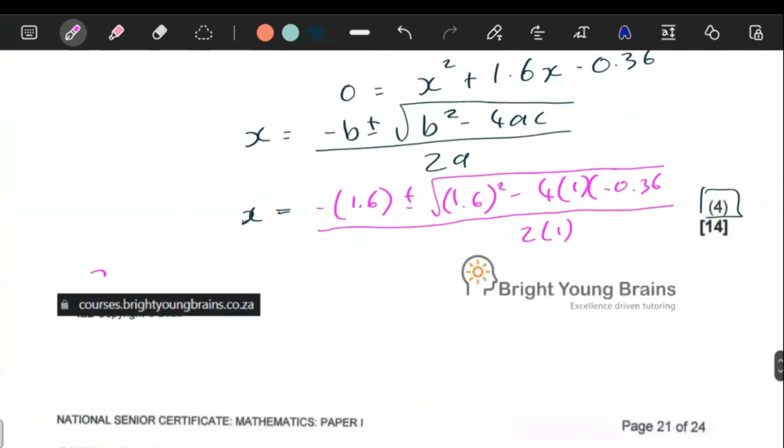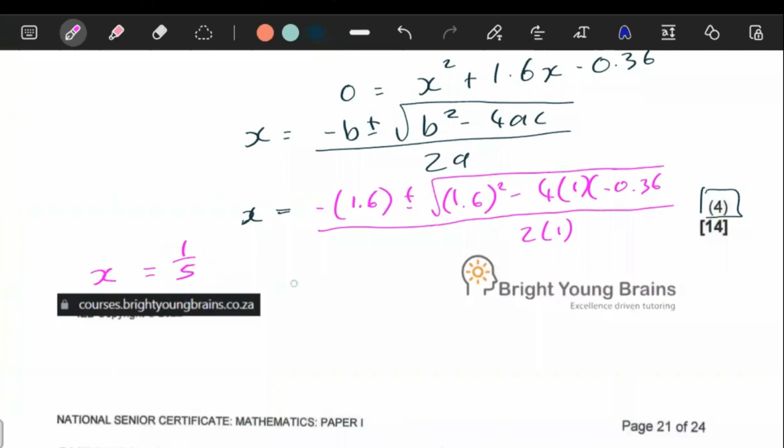There you go. So x is equal to whatever this value is. Let's put it all in the calculator. Negative 1.6, right? The whole thing here is 1.6 squared minus 4 times 1 times negative 0.36, the whole thing over 2 times 1. That's 1 over 5. That's the value of x.